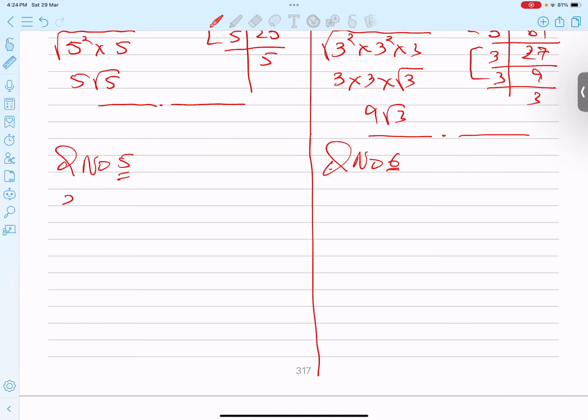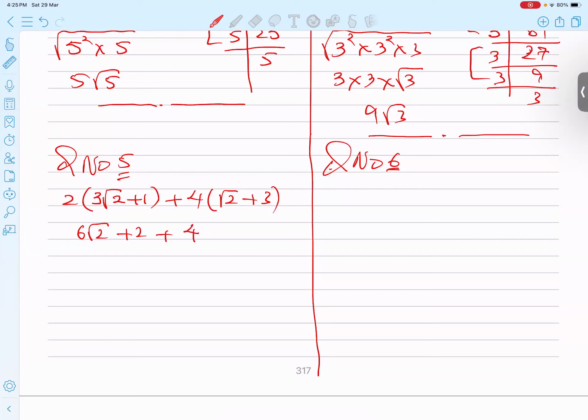For example, if I have 2 times (3 root 2 plus 1), and plus, let's say, 4 times (2 root 2 plus 3). So these kinds of questions, how to solve them? The 2 will not multiply inside both numbers. The 2 will multiply with this number only. I get 6 root 2, and 2 multiply with 1, 2 ones are 2. And 4 will not go inside the square root, it will stay outside. So it becomes 4 root 2, and 4 3s are 12.